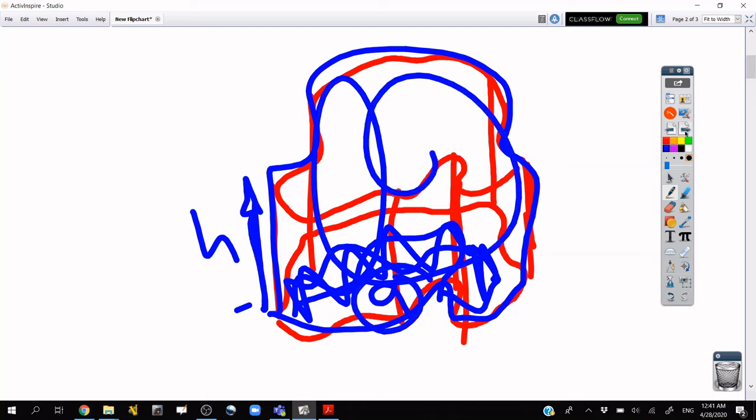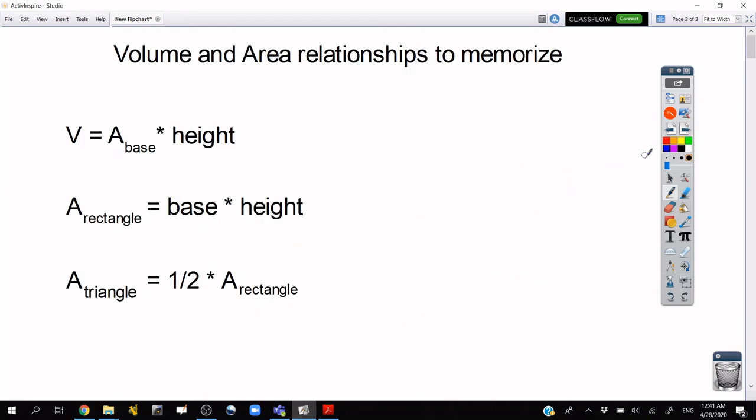All of that would be added up if I multiplied the area of this base times that height. So overall, here are 3 area and volume relationships that you should know and memorize. Now, I don't require my students to memorize much. We should be able to make sense of most things, and when they make sense, you don't need to memorize them. But here are some things you definitely should memorize.